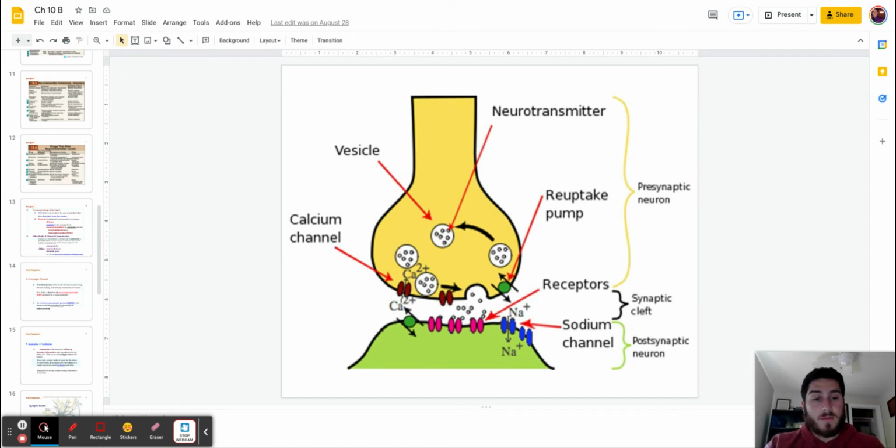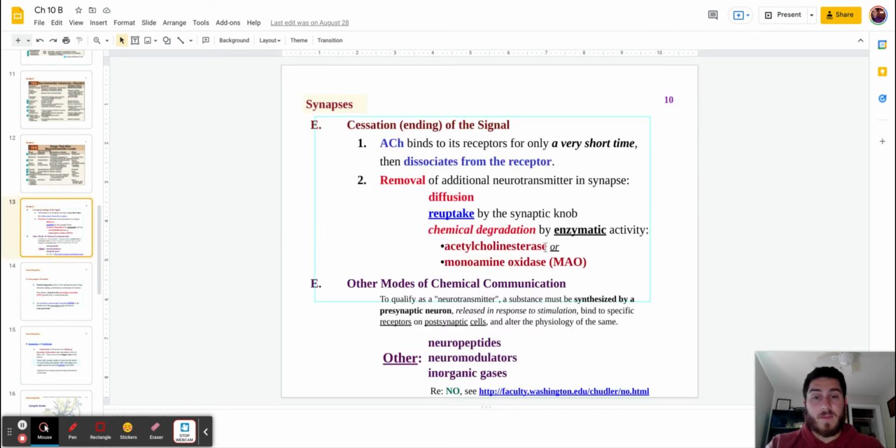Two questions. Number one, what's going to break it down? And number two, what do I mean by that? What's actually going to break down the acetylcholine? They're going to be enzymes. Enzymes' jobs are going to be to come in here and break them down. What is the name of these potential enzymes? We have monoamine oxidase, or MAO, or acetylcholinesterase.